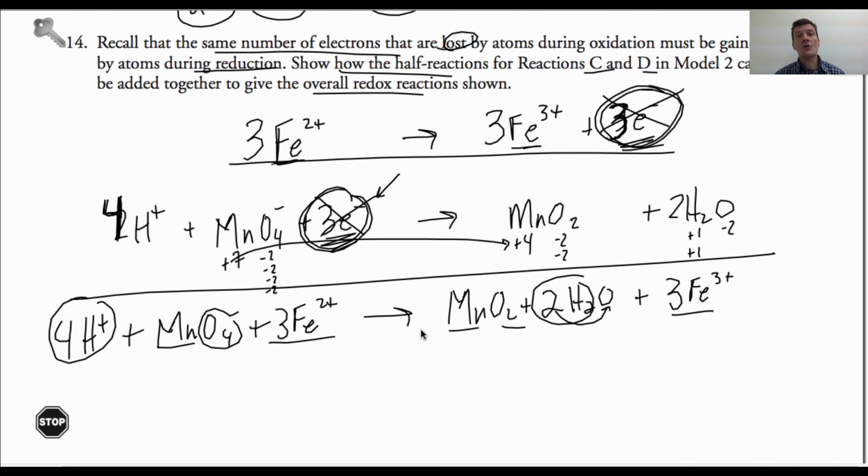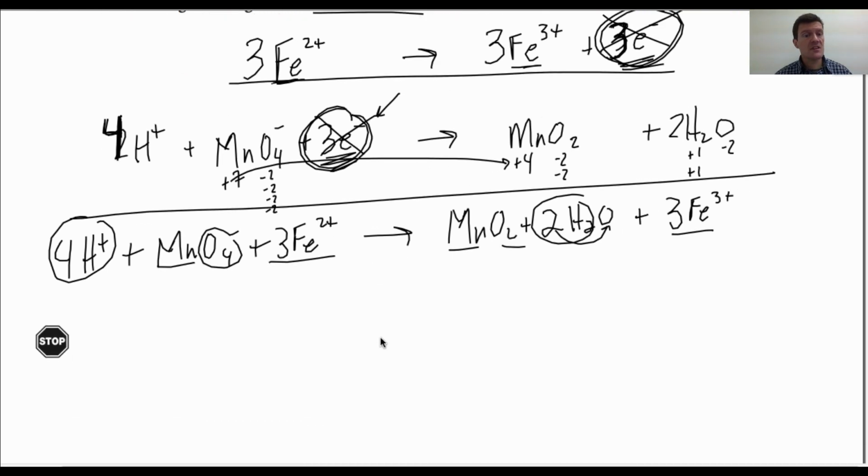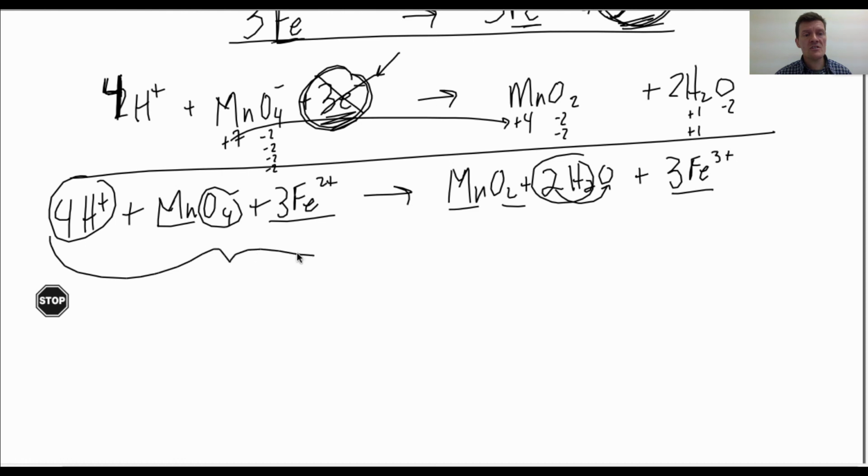And are the total charges on both sides the same? They should be. The total charge on this left side is 4 times plus 1, so it's a plus 4. This has a negative on it. There's no coefficient, so it's just a negative 1. And then 3 times negative 2, so it's going to be plus 6. This total charge over here is going to be 9.